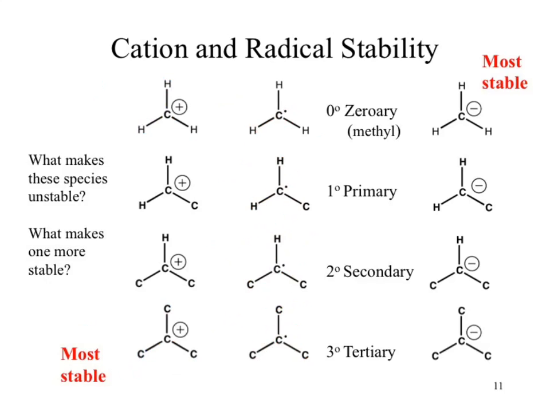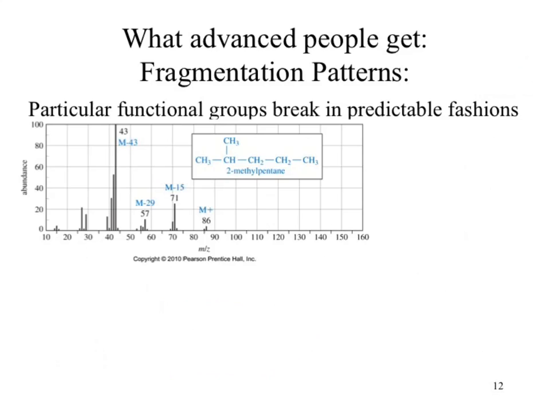Radicals, which is that middle section, are ultimately unstable because they're missing an electron, so they should act most like cations or anions? They're missing an electron, which means they should act most like cations, which is exactly what we end up seeing. Our radicals respond very, very similarly to our cations. So we can take this into consideration when we try and figure out our fragmentation patterns.